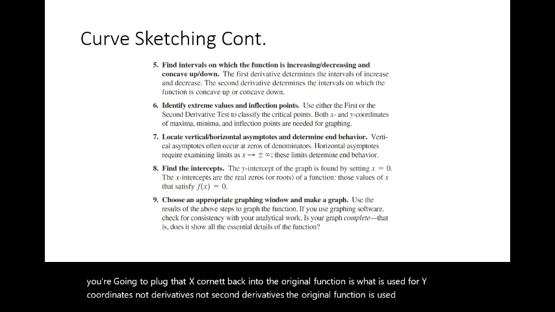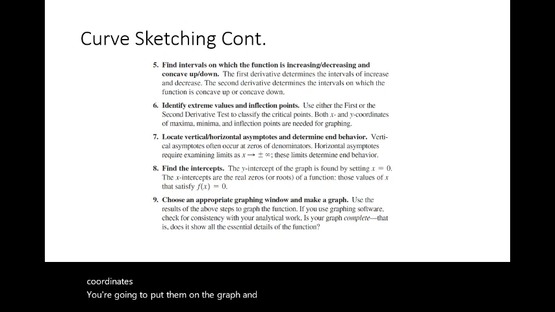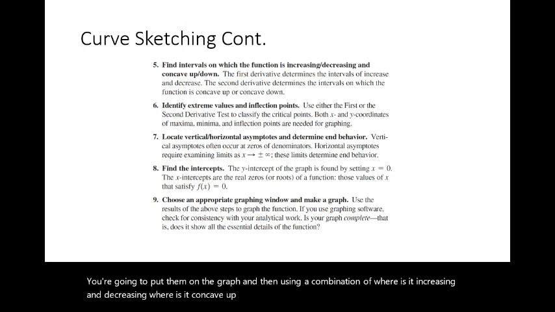You're going to put them on the graph, and then using a combination of where it is increasing and decreasing, where it is concave up and down, where your mins and maxes are, you're going to figure out the graph and draw an approximation.